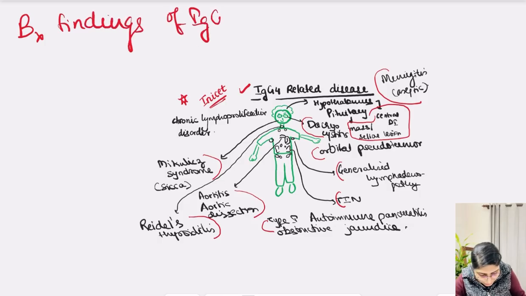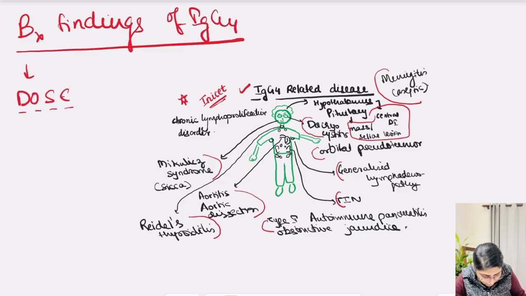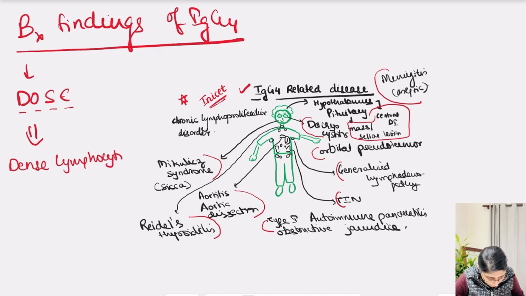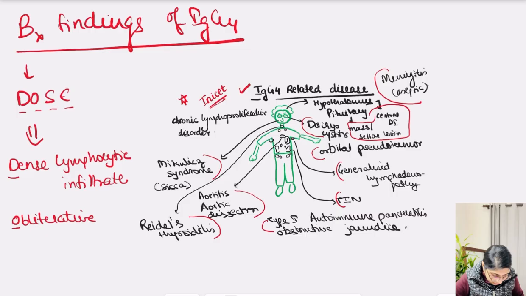Now, the biopsy findings of IgG4 related disease can be remembered with the mnemonic DOSE, D-O-S-E, DOSE. Okay, so all the medicines have doses. So DOSE. So D stands for dense lymphocytic infiltrate. So on the biopsy you find dense lymphocytic infiltrate. O for obliterative arteritis. So you can find small clots in these small arteries or the vessels in the biopsy. Right, so obliterative arteritis.